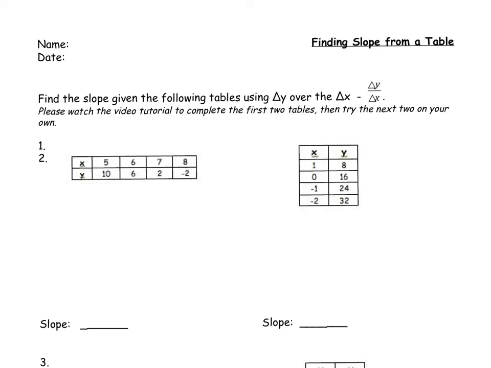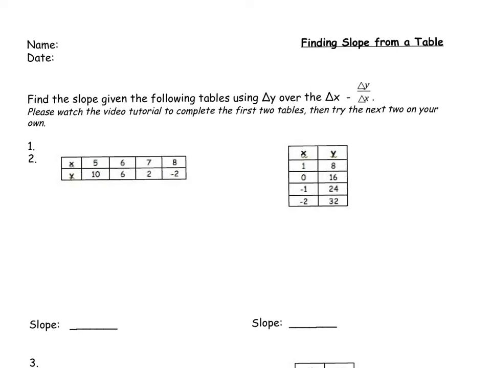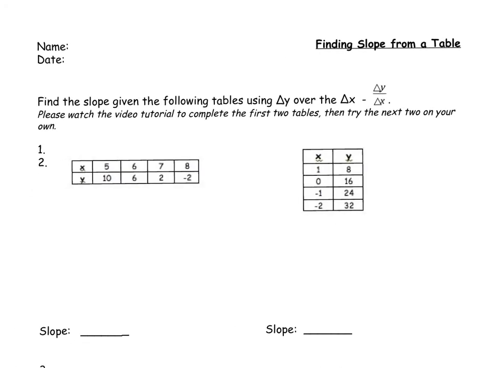Based on our most recent assessment, we need to practice finding the slope from a table. So in order to find the slope from a table, we use the change in y over the change in x. We choose to write that as delta y over delta x. So the very first thing we have to acknowledge is on these kind of tables, y is on the bottom and x is on the top.